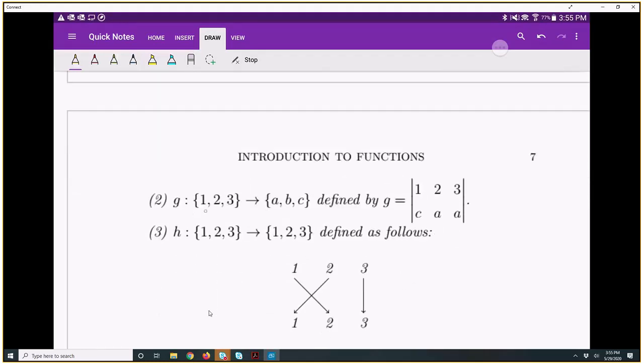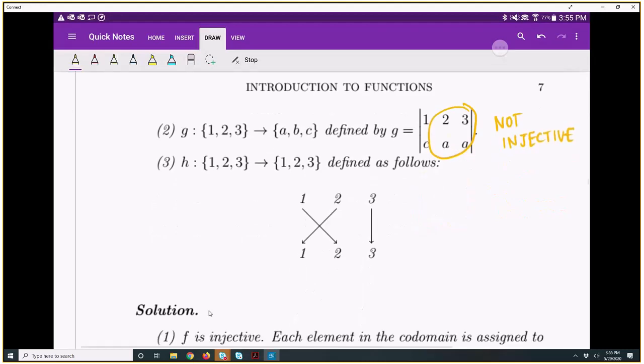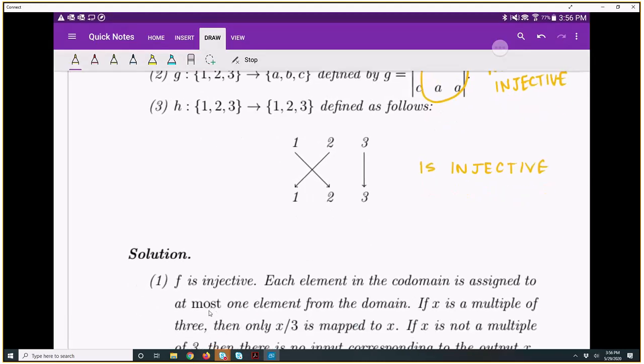The function g from the set {1, 2, 3} to the set {a, b, c}, defined by this two-line notation here, where 1 is mapped to c, 2 is mapped to a, and 3 is mapped to a. This is not injective, because of the fact that 2 and 3 are distinct elements in the domain which are mapped to the same element in the codomain. Finally, the function h from {1, 2, 3} to {1, 2, 3}, this is injective, because again, each element in the codomain has a unique predecessor in the domain.